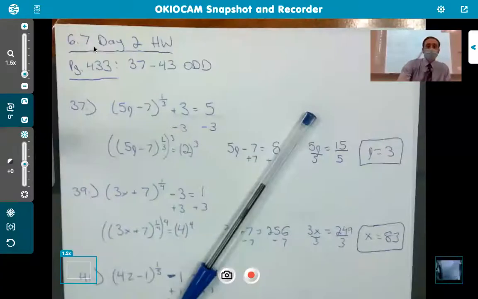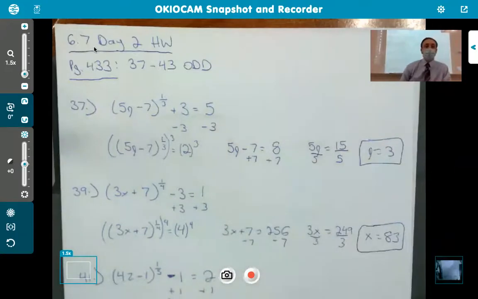So, excuse me, sorry. So 6-7 day 2 homework, page 433, 37 through 43 odd. When we're going through these types of problems, whether it's a fractional exponent or a normal square root or cube root, our first objective is to always make sure that we get that radical or that term entirely alone, right, by itself.